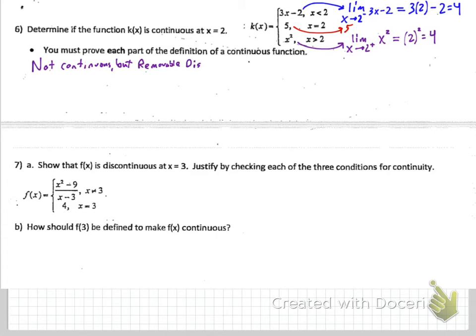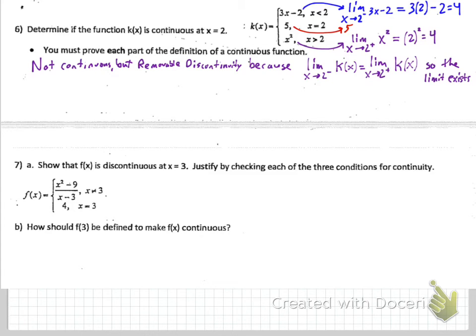What you see here is that we get two different values. The limit exists because the limit from the left and the limit from the right are the same. They're both 4, but the function at that point is 5. So it is not continuous, but there's a removable discontinuity because the limit exists.